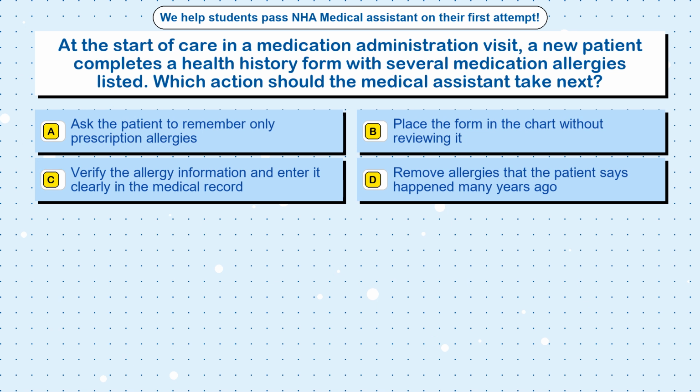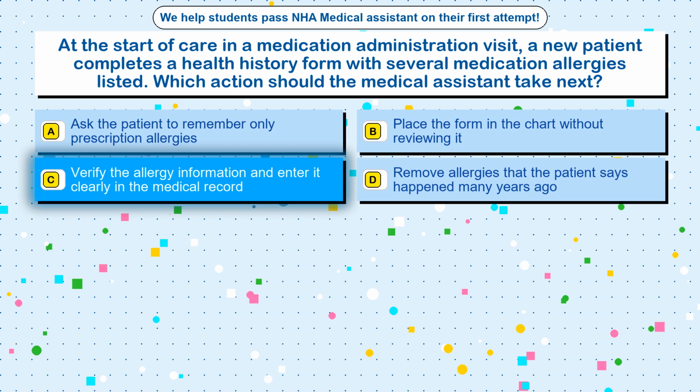Question 32. At the start of care in a medication administration visit, a new patient completes a health history form with several medication allergies listed. Which action should the medical assistant take next? Option A. Ask the patient to remember only prescription allergies. Option B. Place the form in the chart without reviewing it. Option C. Verify the allergy information and enter it clearly in the medical record. Option D. Remove allergies that the patient says happened many years ago.